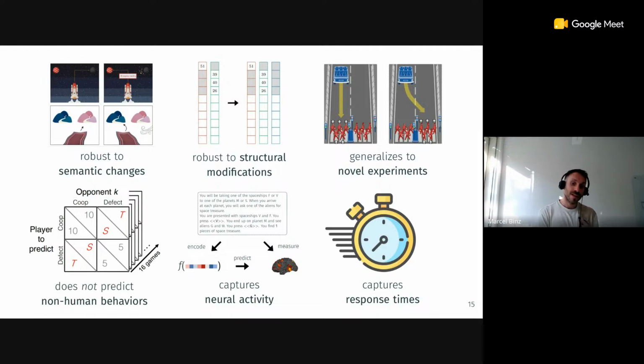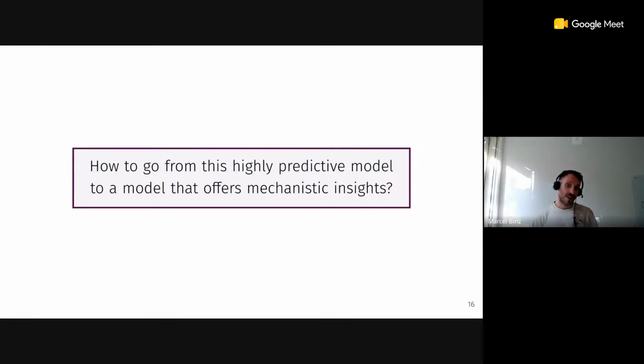But at present, Centaur is essentially only a black box system, right? It doesn't really offer direct insights into how the human mind works. And this is, for me as a cognitive scientist, really the main motivation for developing these models. Now, the question is, how can we go from these highly predictive models of human behavior to a model that can actually offer us mechanistic insights into how the human mind works across these many different experiments together?